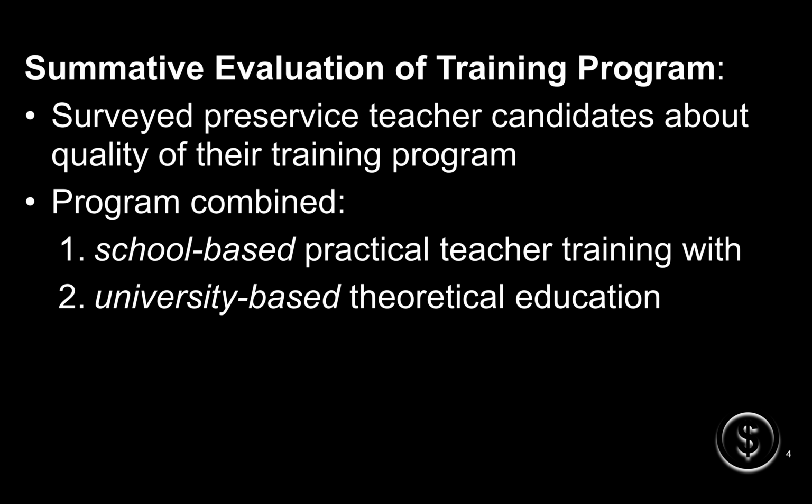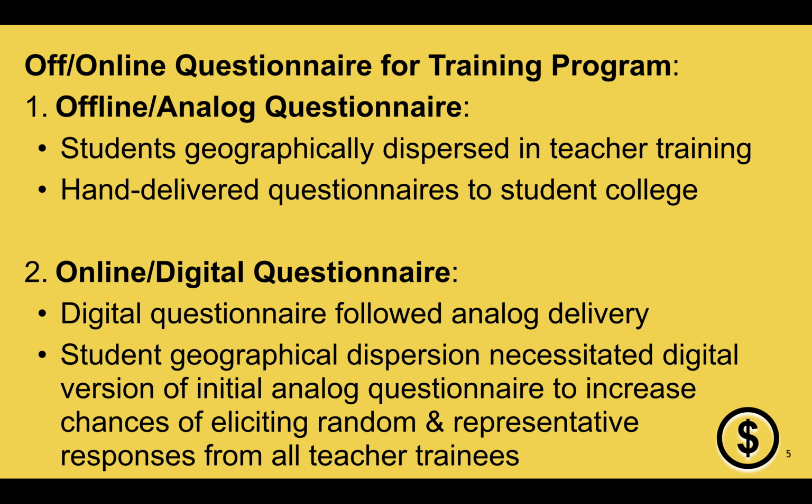As you can probably tell by this presentation, it involves both offline and online questionnaires for this training program, and I'll give you the reasons for that. In terms of the offline part, the analog paper-based first, the students who were learning to be teachers were geographically dispersed because they're in a teacher training program, so they couldn't all just do them in one school. They had to go to different places, so they became geographically diverse because it's going to be complicated and difficult to find schools for everyone. As a result, because they were dispersed and it was difficult to get hold of them, I had to hand deliver questionnaires to these various student colleges that were part of a larger university.